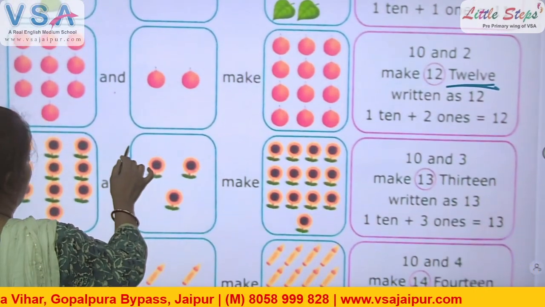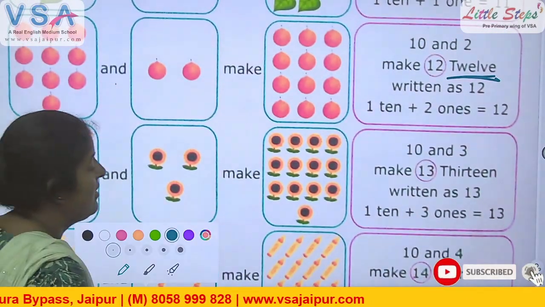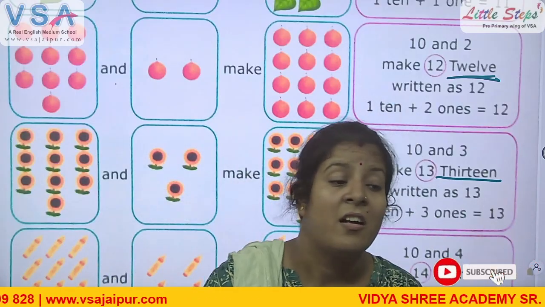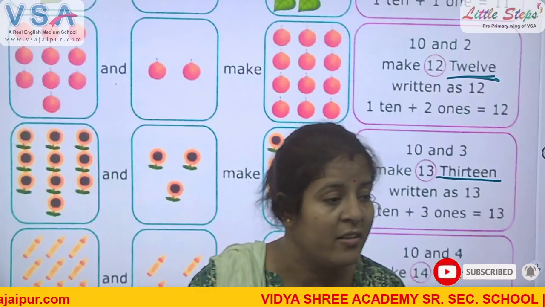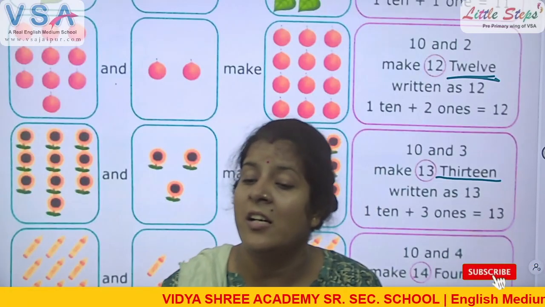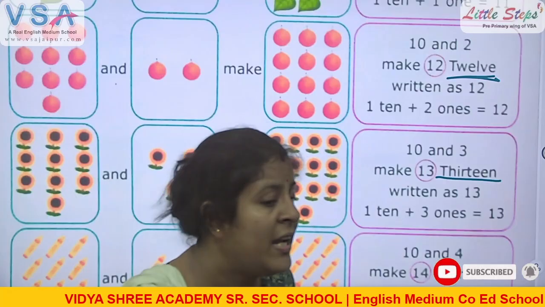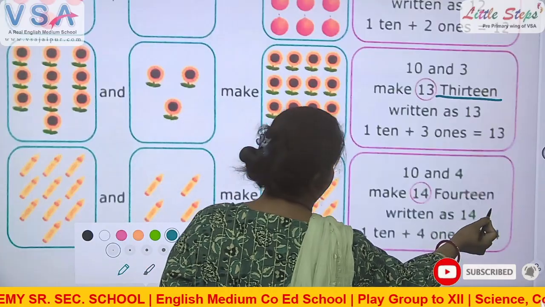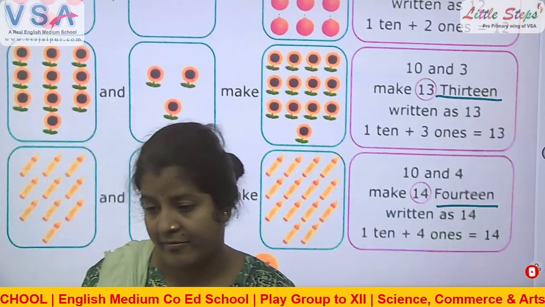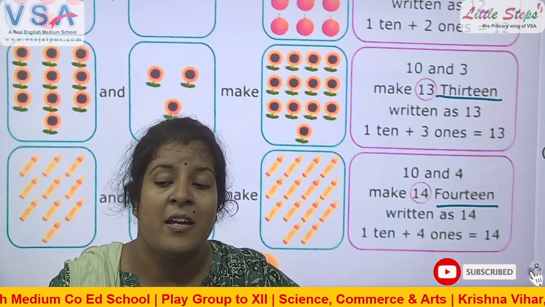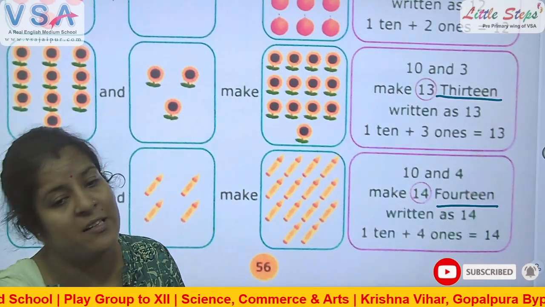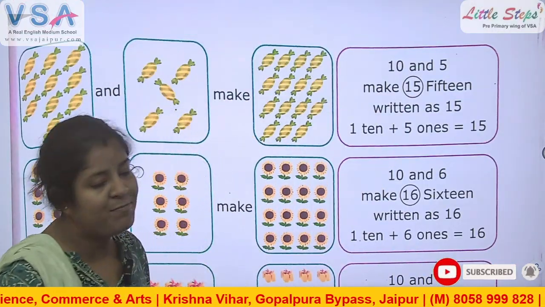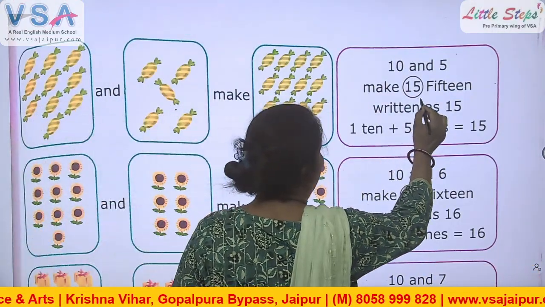Okay. And the next spelling? 13. And what is the spelling of 13? T-H-I-R-T-E-E-N, 13. Okay. And the next spelling of 14. F-O-U-R-T-E-E-N, 14. Okay. And the next spelling of 15. F-I-F-T-E-E-N.